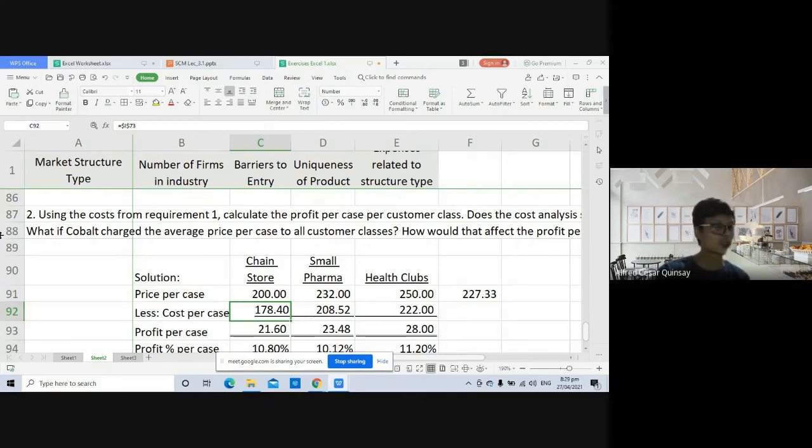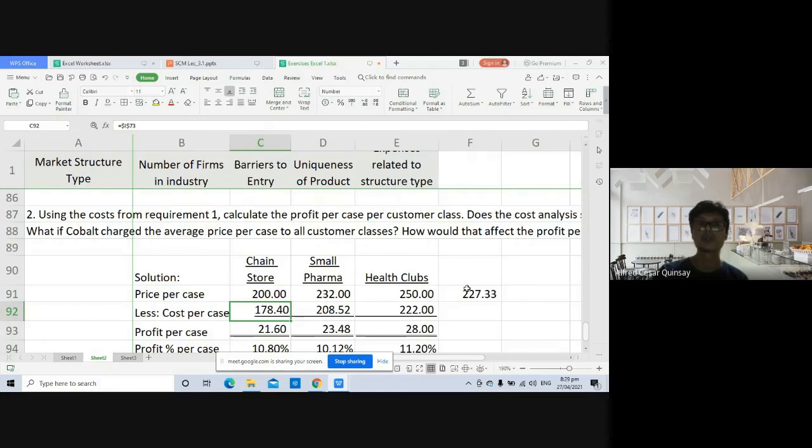Okay, so if the price were charged at 227.33 to all three customers, the profit percentage for the chain store would increase and the profit percentage to the small pharmacies and health clubs would decrease. So dito sa chain store, mag-i-increase, no? Okay. So while Cobalt would earn the same overall profit percentage, this assumes that the chain store would continue to purchase vitamin supplements from Cobalt at the new prices.